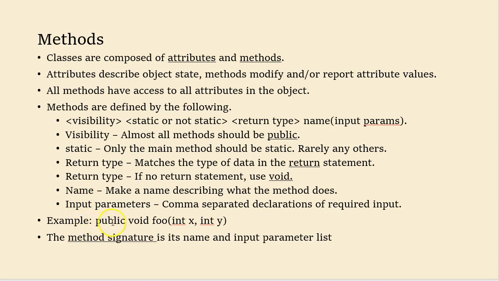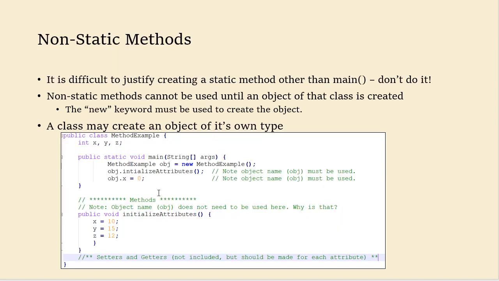And so here's an example. Public, everybody can use it. Void, it doesn't return any values. Its name is foo, which by the way is a common computer science name for a nonsense function. And its input list is integer x, integer y. Notice these are comma separated declarations here. And then after that you would do curly bracket, body of the method, curly bracket. The method's signature is its name and input parameter list. So if you ever hear that term, the signature of the method, that's what they're talking about. So here's an example.